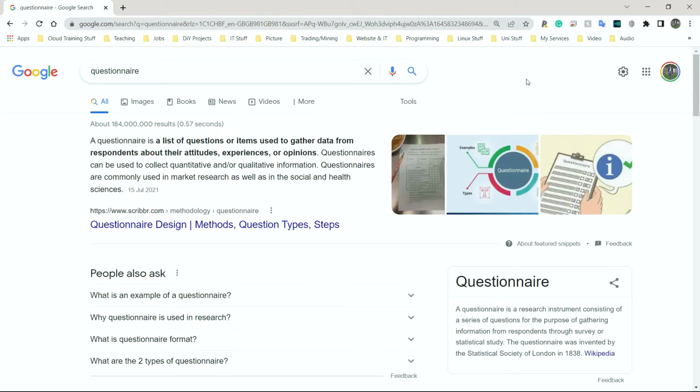So under collecting primary data, the book here has three options. It says questionnaire, focus group, and interviews. So I'm just going to quickly go over what they have as some benefits and negatives of those three subheadings.